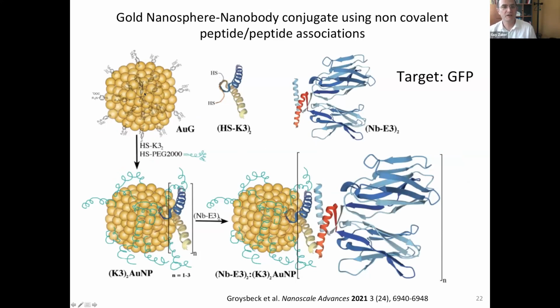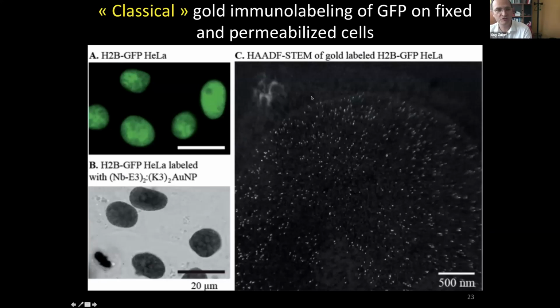We found another way to conjugate the nanobody to the gold particles, which is to use mutual recognition peptides. So we modified the gold particles with a peptide, and we then use self-recognition of those peptides to link the nanobody, which is a dimer. We've done this, and then we show that this is a classical gold immunolabeling of GFP on H2B GFP HeLa.